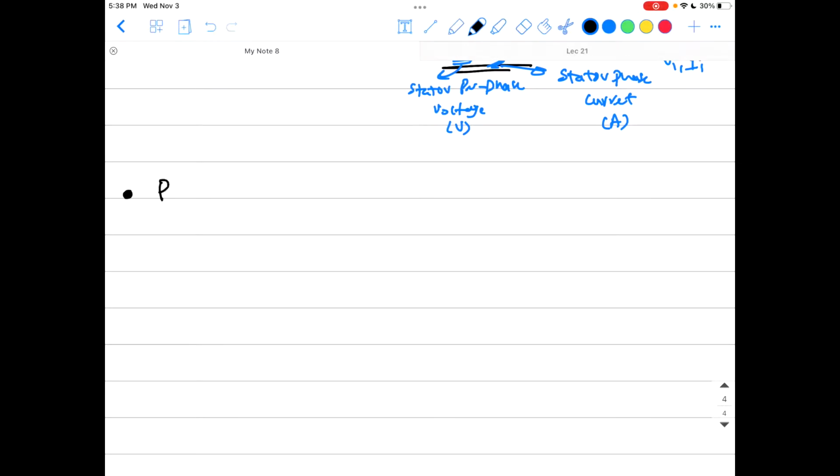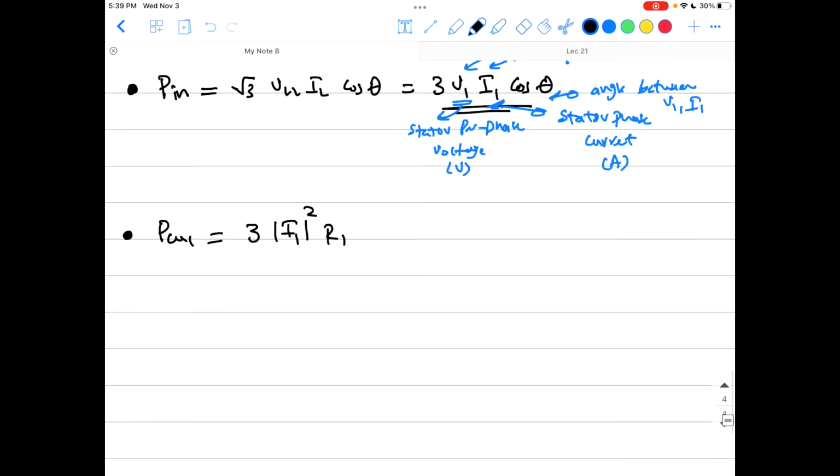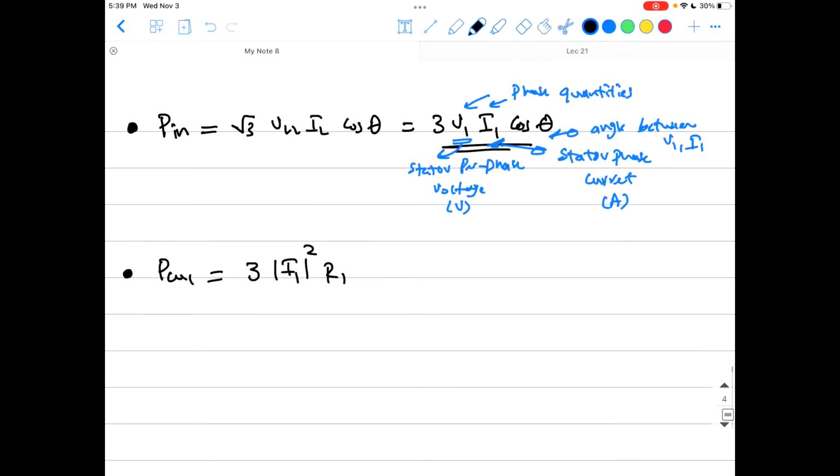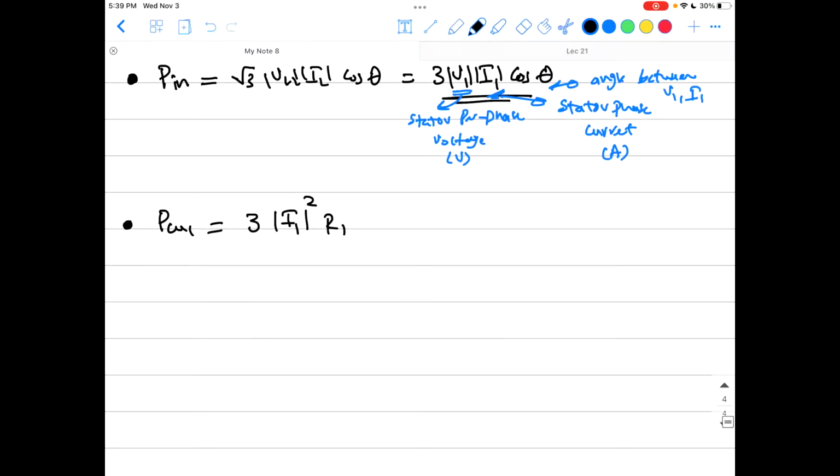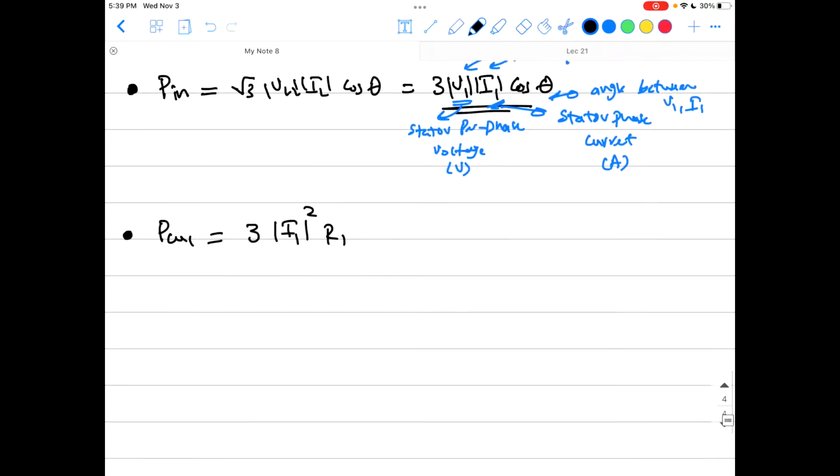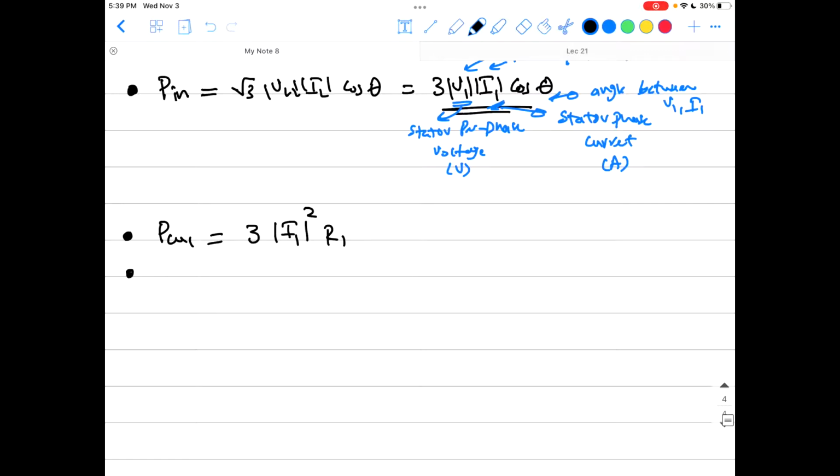After this, the copper losses in the stator, P copper 1, is basically 3 I1 as a magnitude squared multiplied by R1. Please do not calculate this using the magnitude and angle of I1, because that will not be good. It's a power, so it does not have angles. All the time we're using the magnitudes of the currents and voltages. That is the P copper 1.